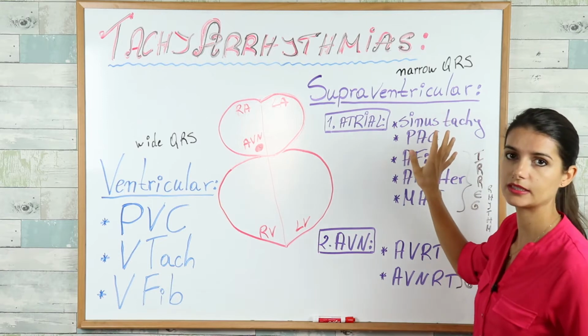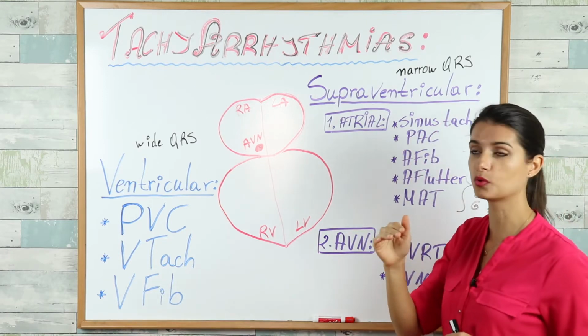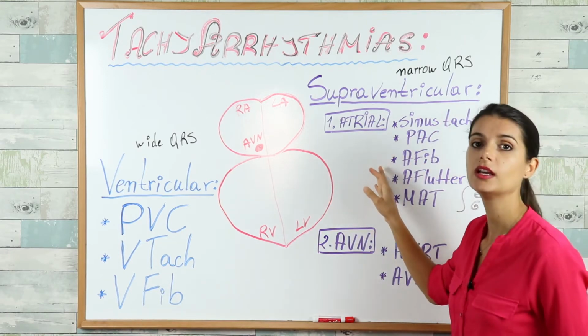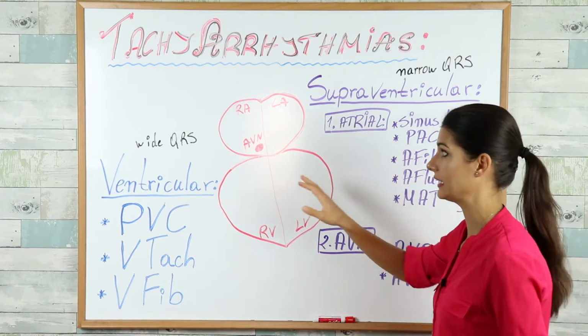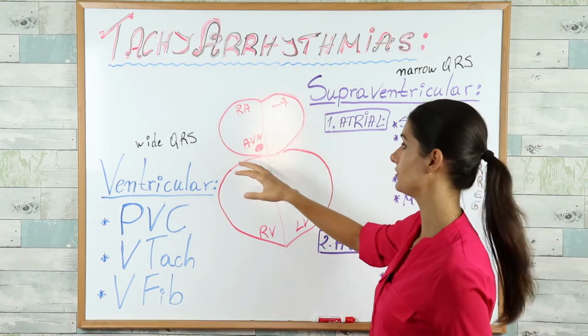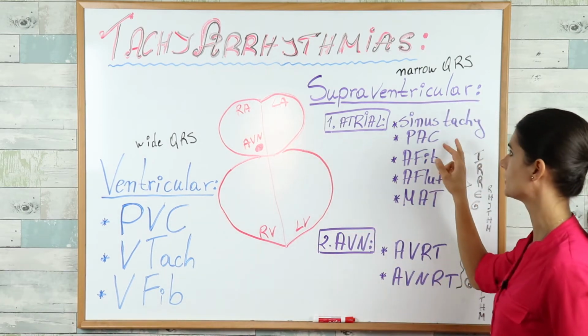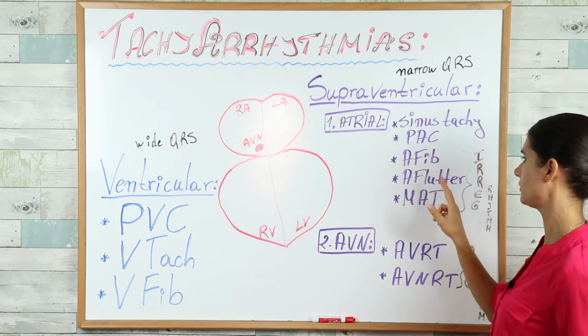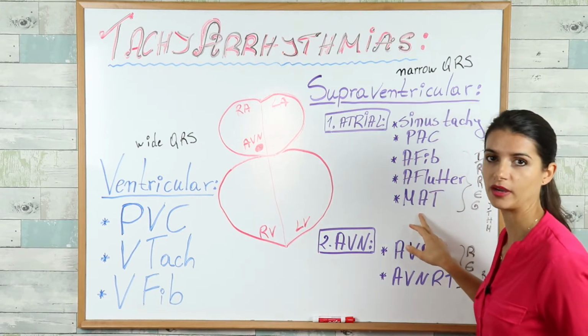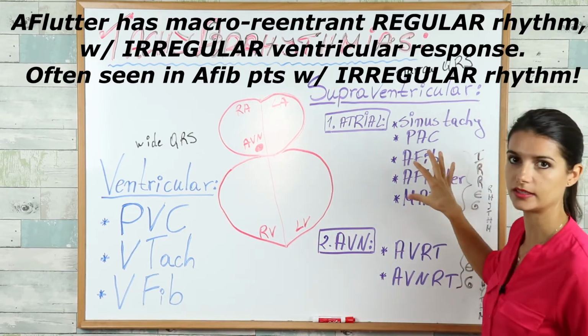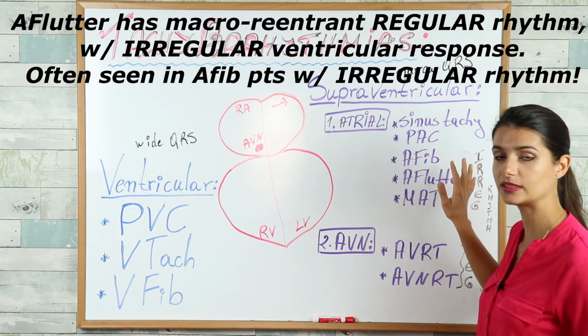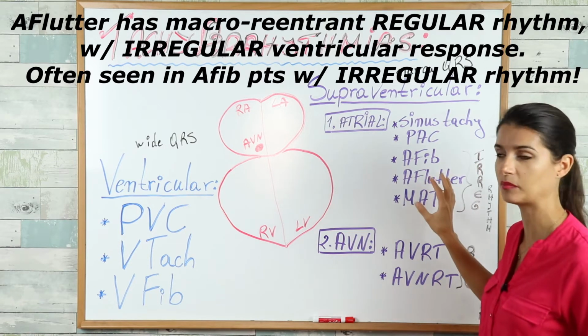Now, the supraventricular tachyarrhythmias are divided into 2 groups: the atrial tachyarrhythmias, where the abnormal electrical impulse is generated somewhere in the atrium. And we're going to discuss the sinus tachy, the premature atrial contractions, AFib, A-flutter, and multifocal atrial tachycardia. The last 3, remember, they are irregular rhythms. They have irregular rhythms, remember that.